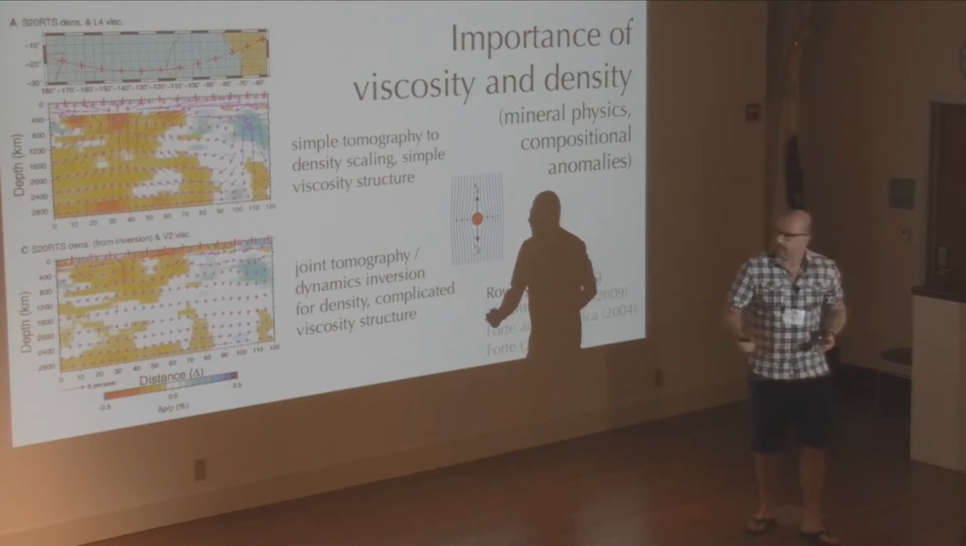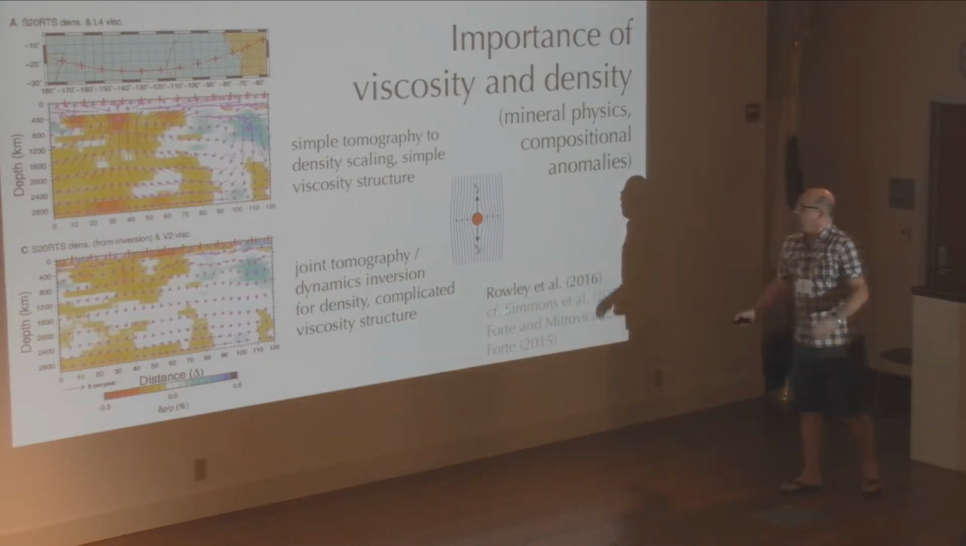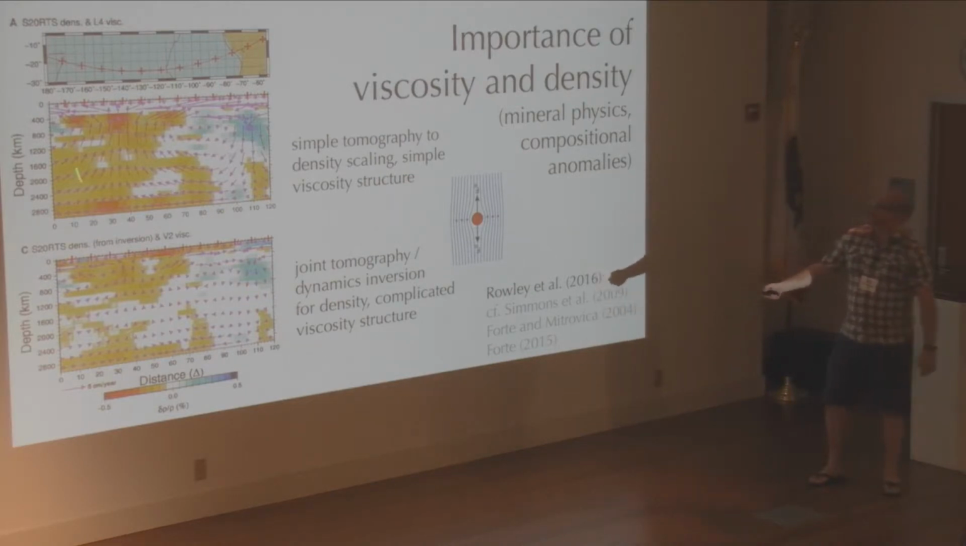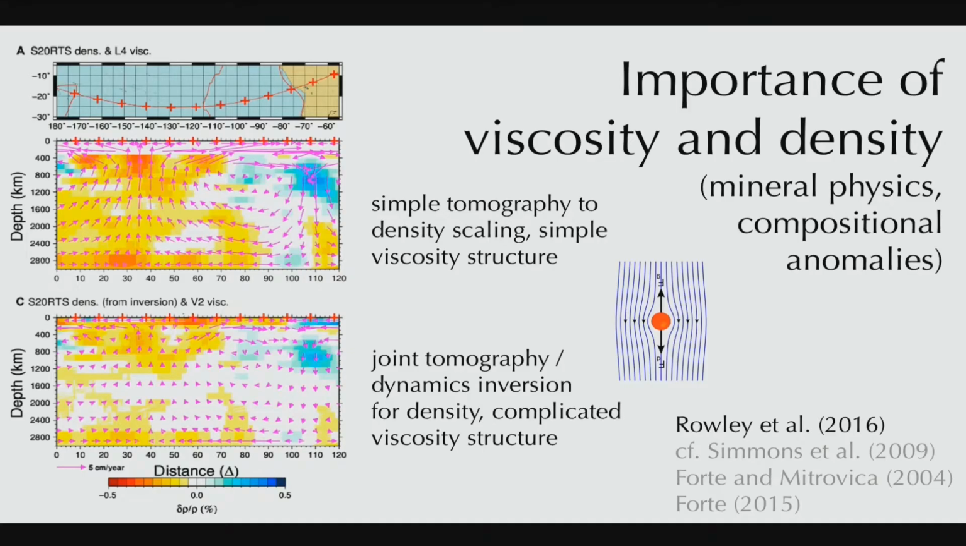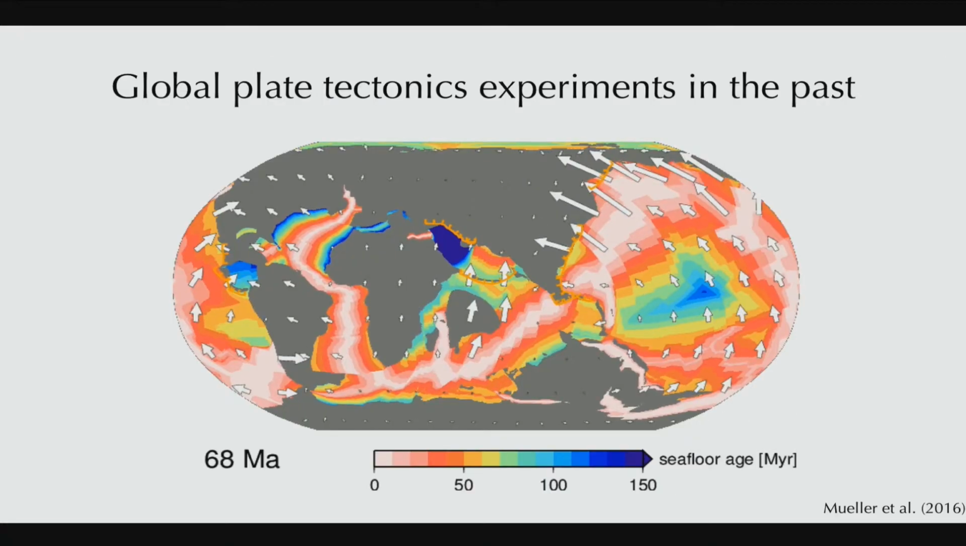And that's an ongoing debate. What is shown here, in a paper by Rowley that talks about stability of upwellings, is a cross-section through an upwelling underneath the East Pacific Rise for a simple viscosity model with a simple density scaling, and one that is based on their joint inversion and has a more complicated viscosity structure. So just as an illustration, the Earth model inherent to this computation does have uncertainties, and you get different answers in terms of the flow, both for downwellings and for upwellings.